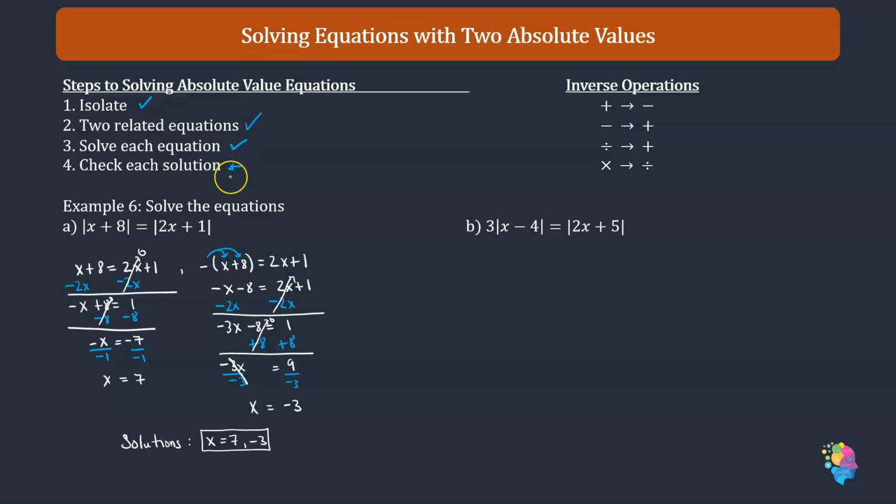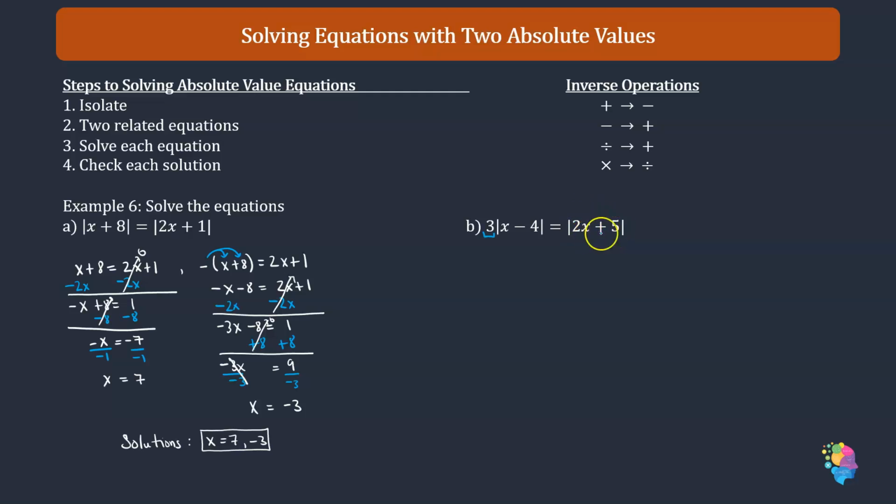Let's go to 6b. Pause the video, try 6b, and then come back. Now in 6b, we have again two absolute values. Remember that step 1 is to isolate. On the previous ones, both absolute values were isolated. They didn't have anything in front or at the end of each of the absolute values. However, the one on the left has a 3 being multiplied, but the one on the right is isolated. So do we need to isolate both? No. As long as one of them is isolated, that will be okay.